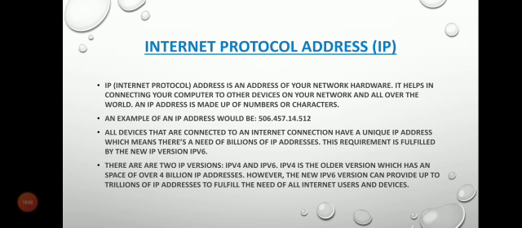An IP address is made up of numbers or characters. An example of an IP address would be something like 506.457.14.512. All devices that are connected to an internet connection have a unique address, just like each of you has a unique address for your residence. Nobody can match your residence. Your house number is different from the other one.